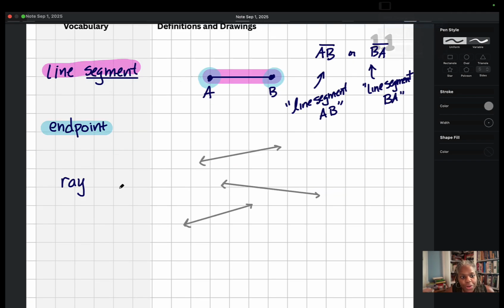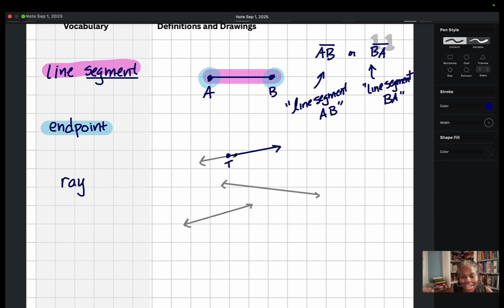So this next word is ray. Imagine if we started off with some lines like I just drew here. I'm going to go in and put a little endpoint here, and then I'm going to follow the line in one direction. What I've created is almost like half of a line. It's got a start point. Let's call this, I don't know, T. So that's point T, and we use a capital letter for a point. So this ray starts at point T.